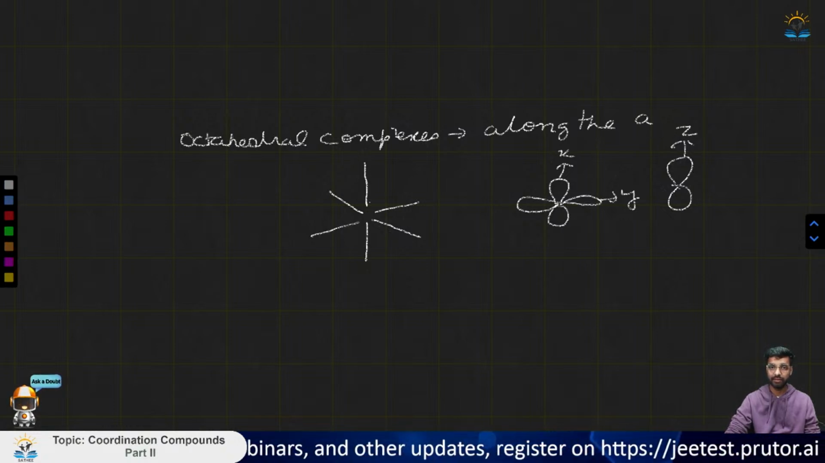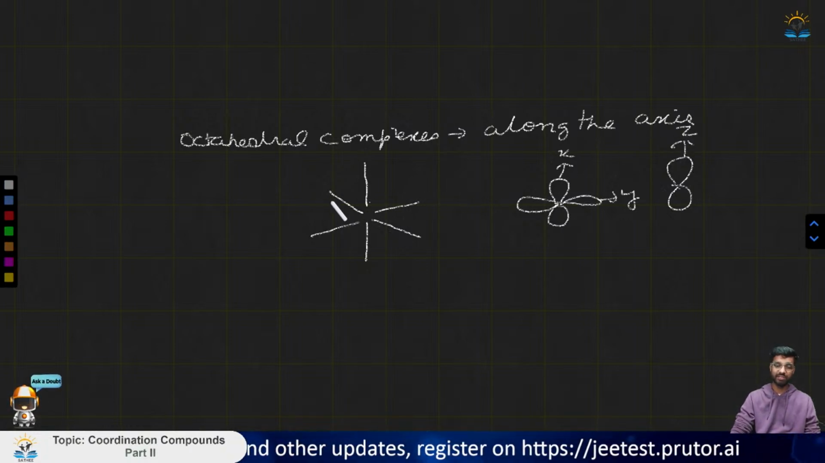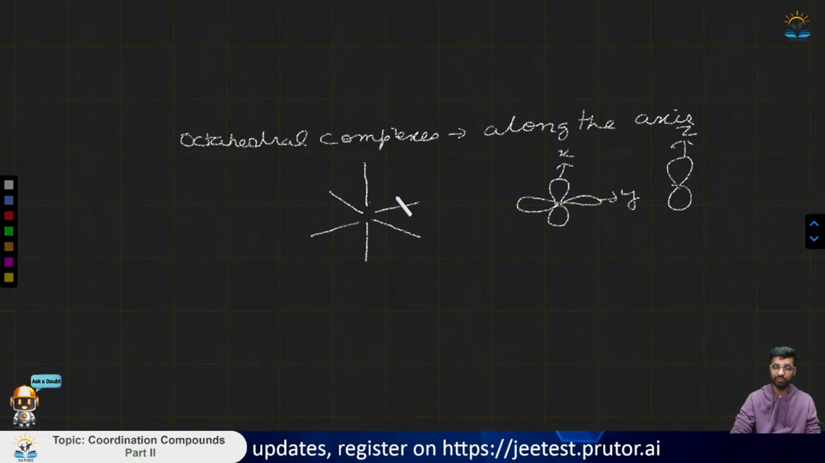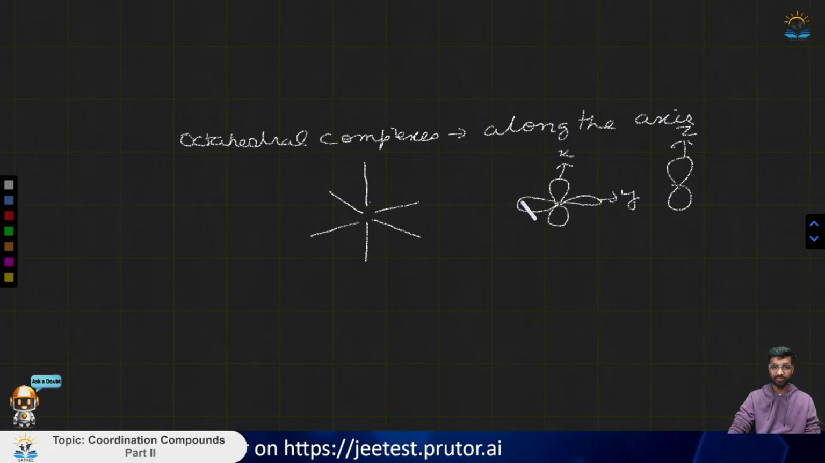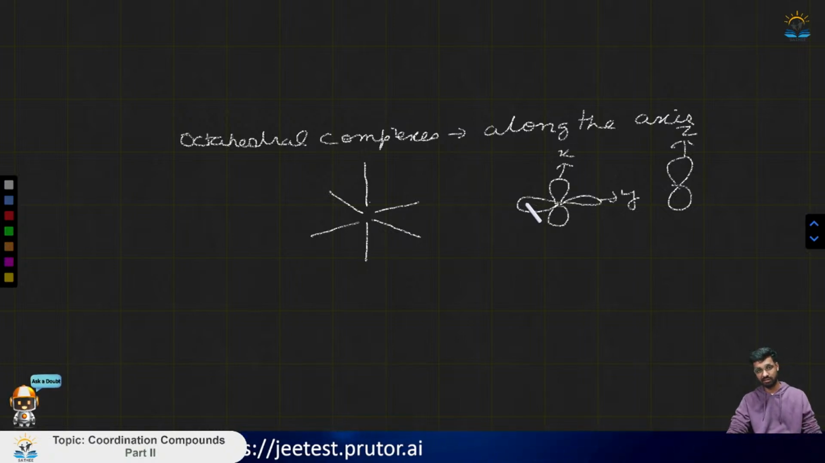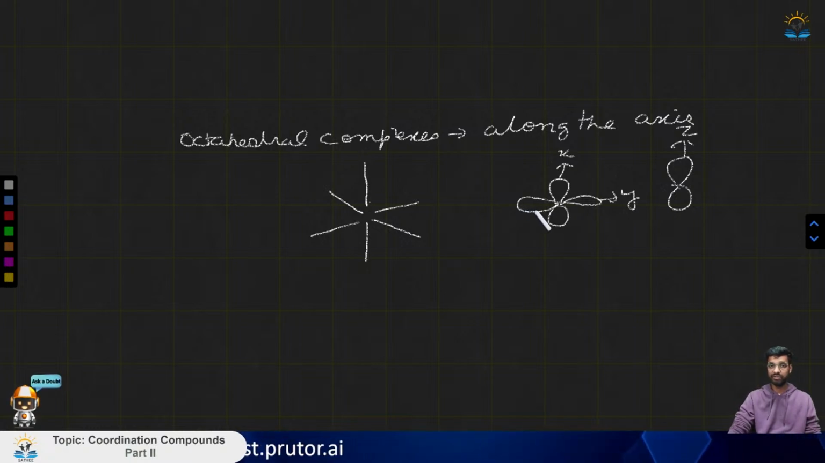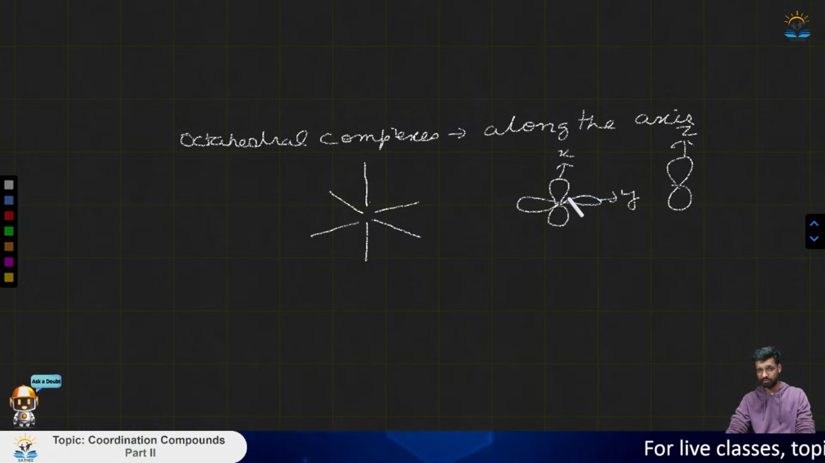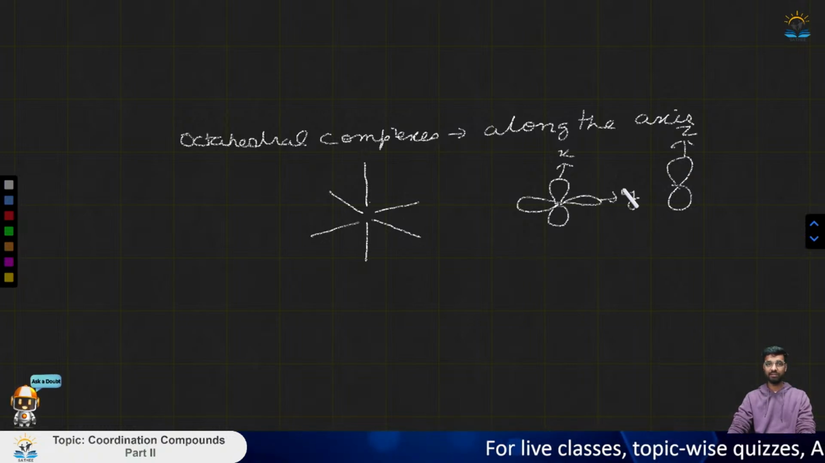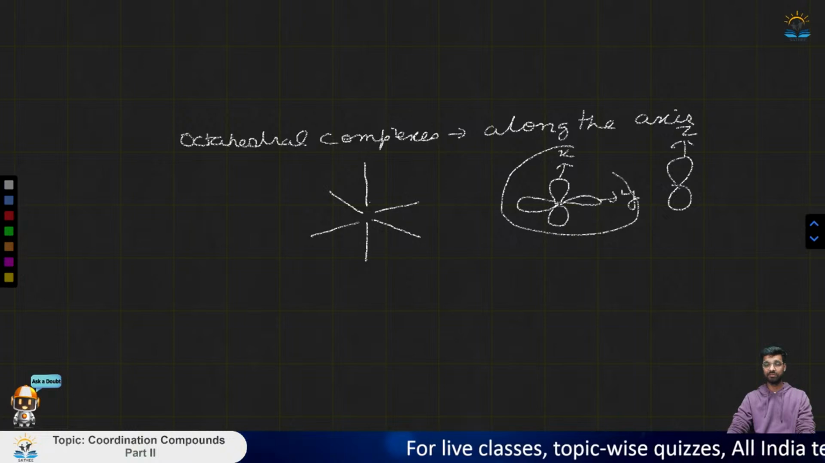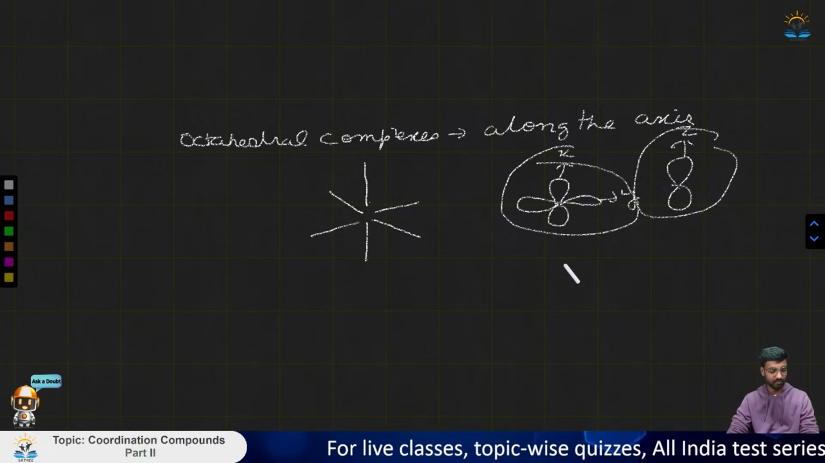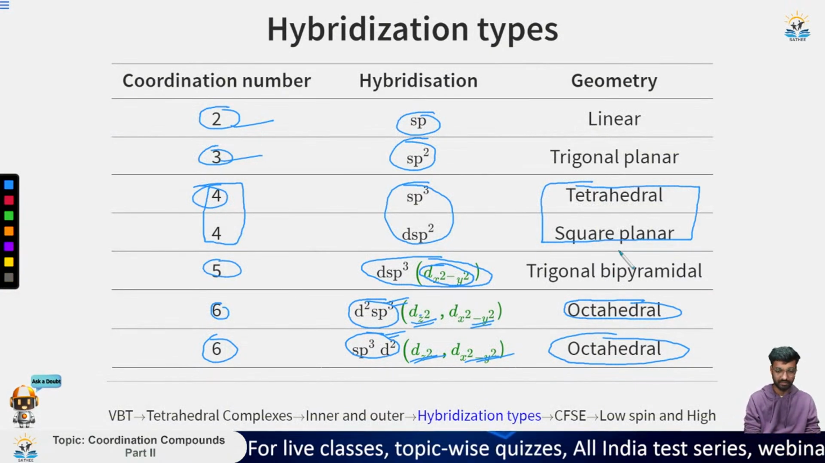Okay, along the axis. Now since ligands are approaching along the axis and we have to make a sigma bond, we know very well that sigma bonds are formed by head-on overlap. So if ligands will come along the axis, that means that orbital will interact which is laid along the axis, and we know very well that dx square minus y square and dz square, both of these orbitals are oriented along the axes. That is why both orbitals are involved in the formation of octahedral complex. Now let us move to another part.